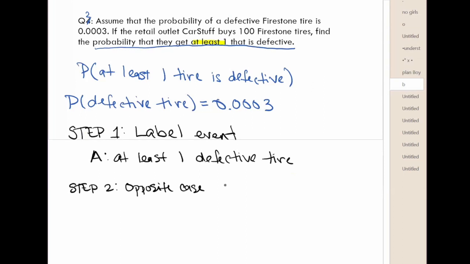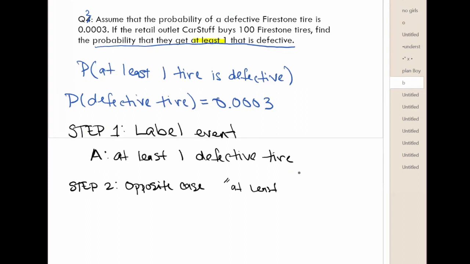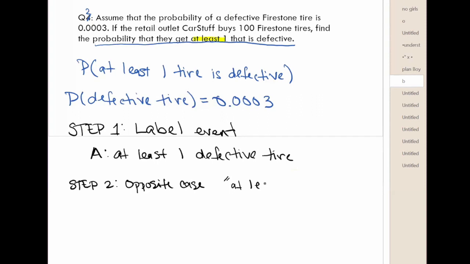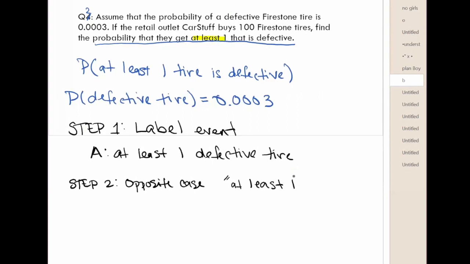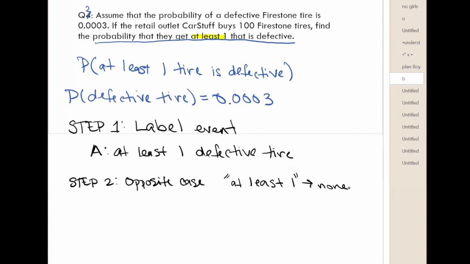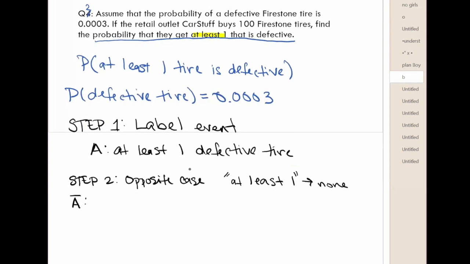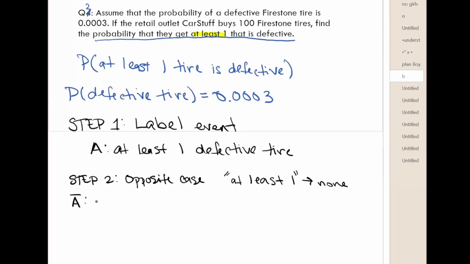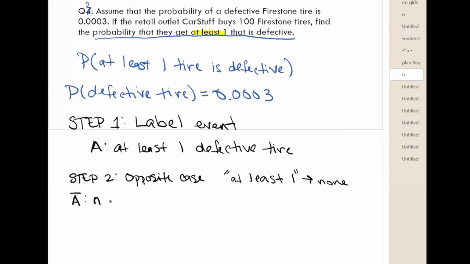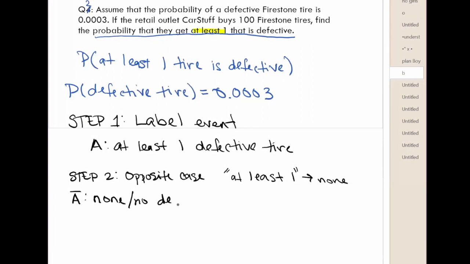So remember, every time that you see that at least one, and my handwriting might be a little bit ugly at this angle, if I have at least one, you write it as the word or statement of none. So the complement, rather than getting at least one defective, I don't want to get any. So I don't want no defective tires.